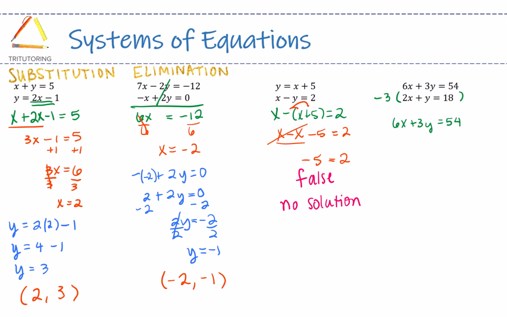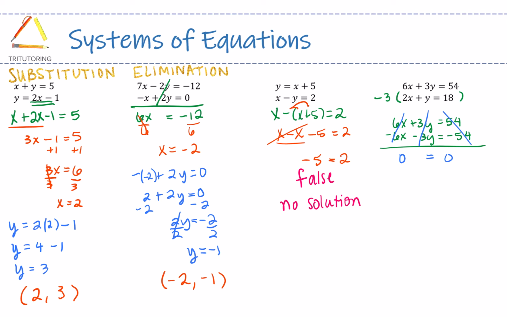But I'm going to multiply the entire second line by negative 3. This gives me negative 6x minus 3y equals negative 54. I did that to achieve opposites here. I wanted to have a 3 minus 3 that was going to cancel out. Well, now as I add my equations together, notice I actually have 6 minus 6, which cancels out, and 3 minus 3, which cancels out, and 54 minus 54, which cancels out. I'm left with 0 equals 0.